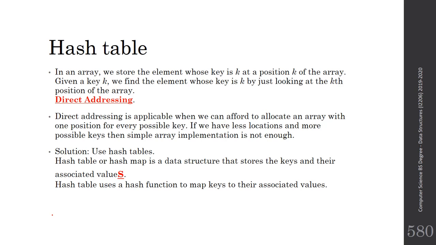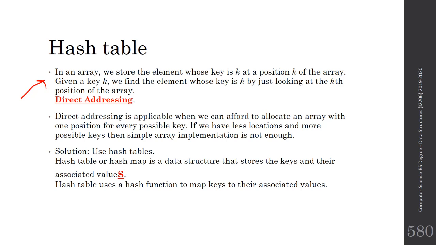A hash table is a table, like any other array. It has indices and it contains elements. So we say that we have keys. We will store keys in this hash table, and given a key k, we need to find the element whose key is k. We just look at the index k and we find the key.